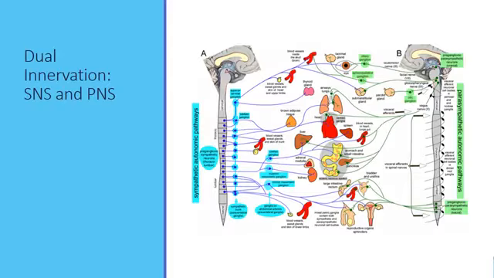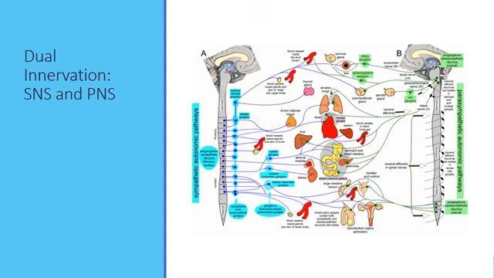Now here's a really busy slide, and I don't want you to focus on the minute details. What I really want you to get here is that you can see the two different branches. On the left hand side of the slide we see in blue the sympathetic nervous system and all the innervations that it has. And on the right hand side you can see the parasympathetic branch and all the innervations that it has.